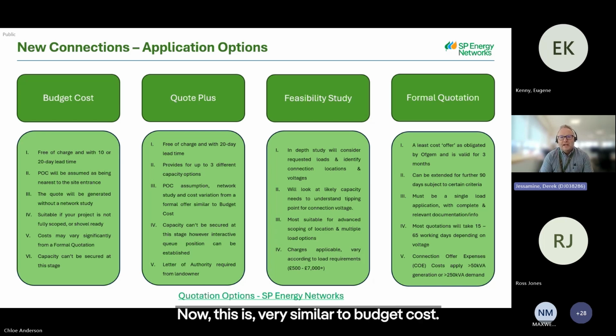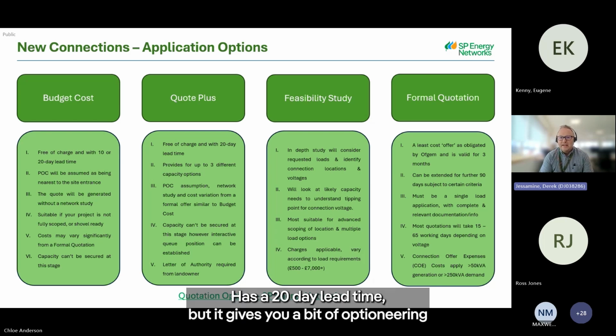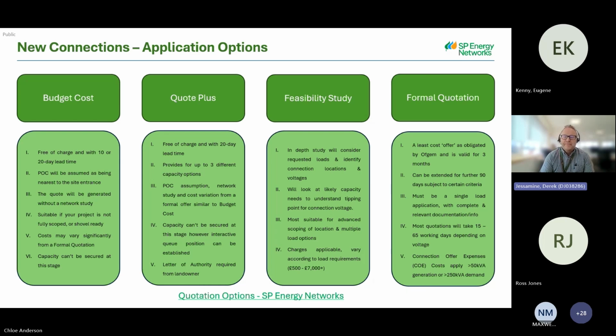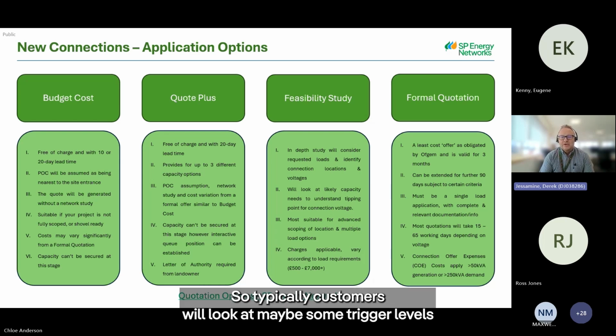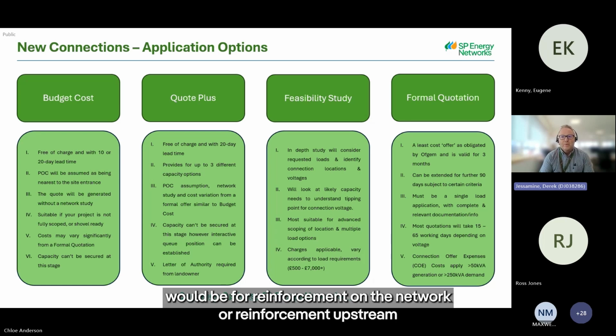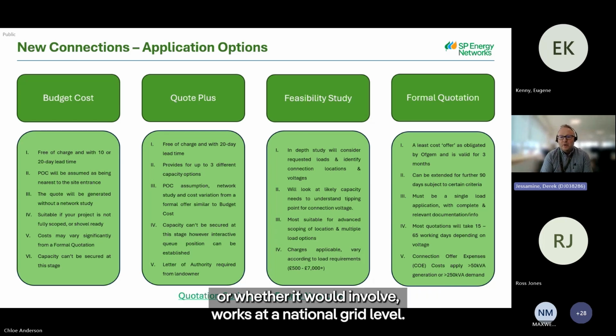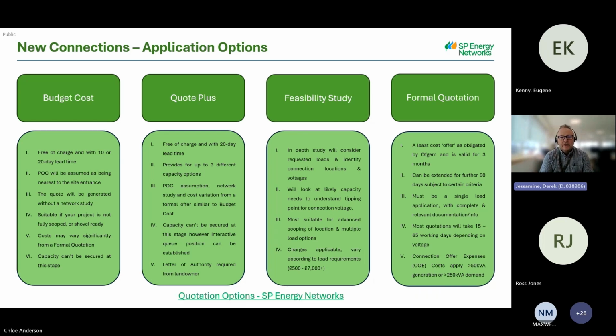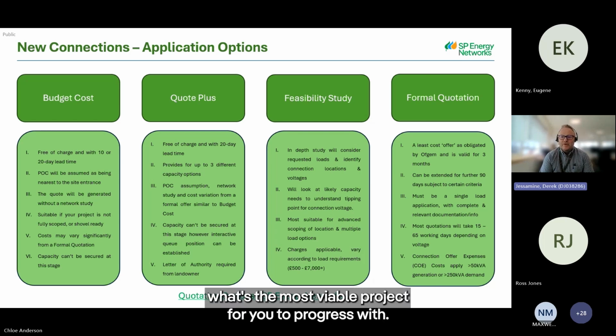Now, this is very similar to budget cost. It's also free of charge, has a 20-day lead time, but it gives you a bit of optioneering, and it allows you to ask us for up to 3 different capacity options. So typically customers will look at maybe what some trigger levels would be for reinforcement on the network, or reinforcement upstream, or whether it would involve works at a national grid level. So it's a useful option to decide what's the most viable project for you to progress with.